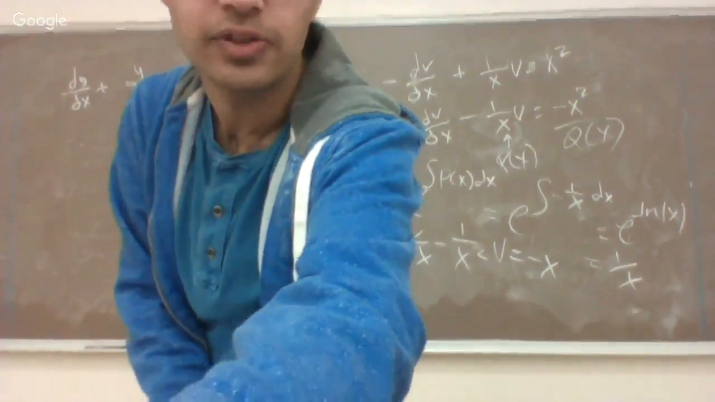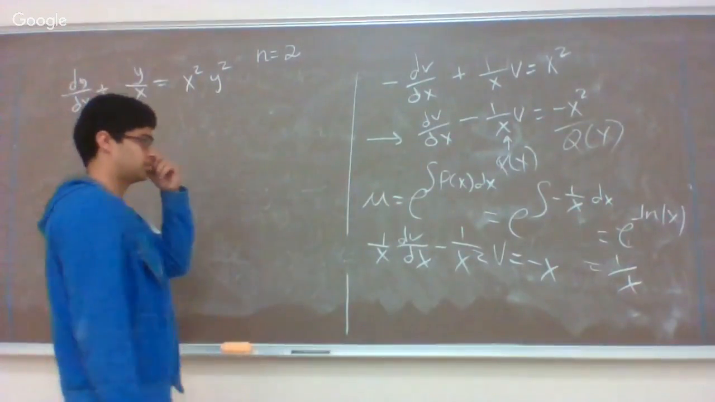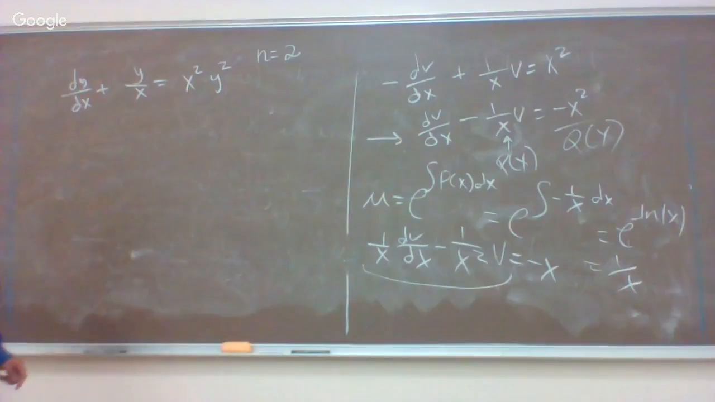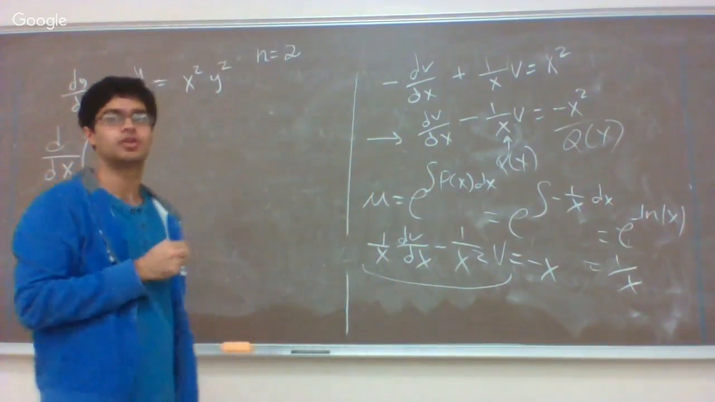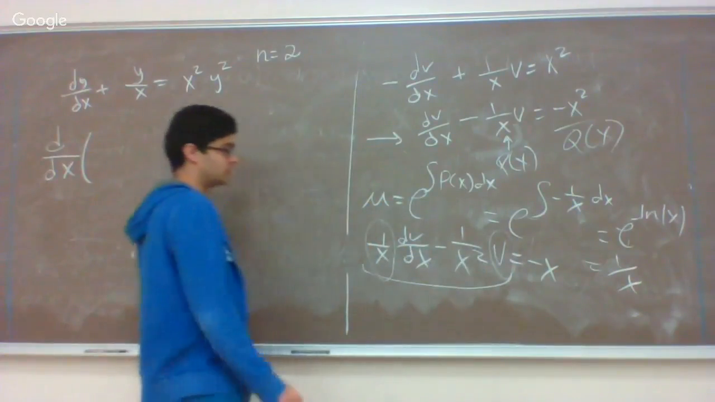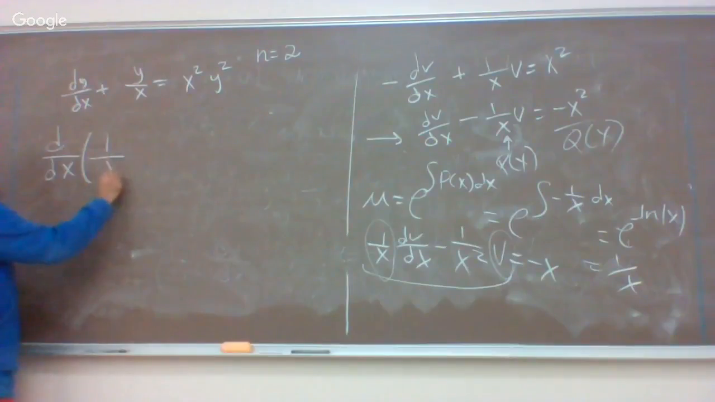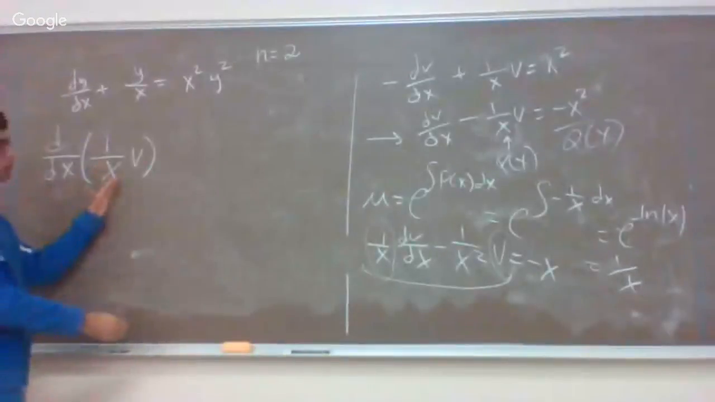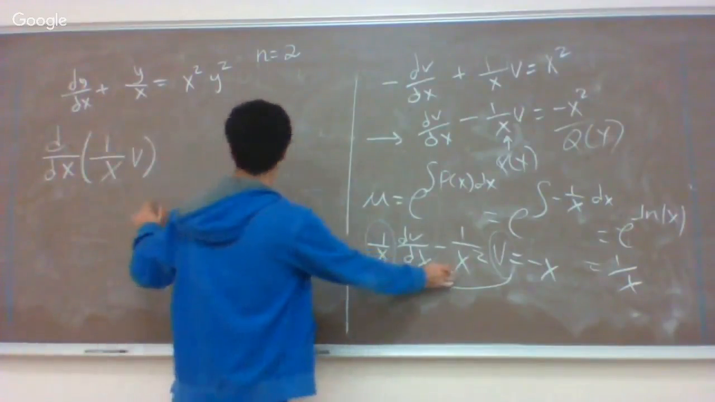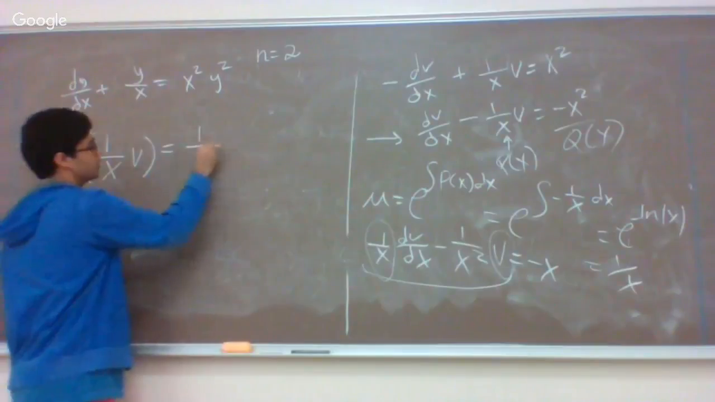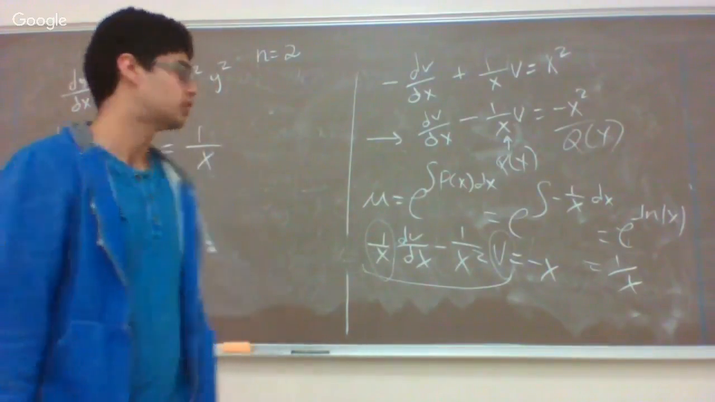So what magical thing happens here? What do we realize about this part? It's the product of something. So it's the derivative of 1 over x times v. That matches, right? So this is 1 over x times the derivative of v. This is the derivative of 1 over x times v. And the right side is, oh sorry, negative x.